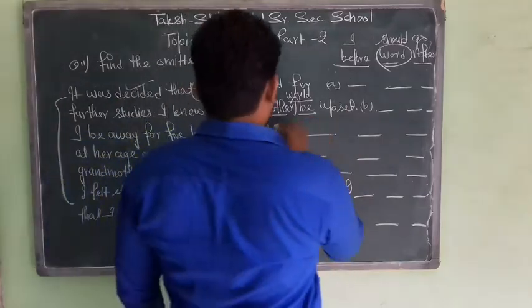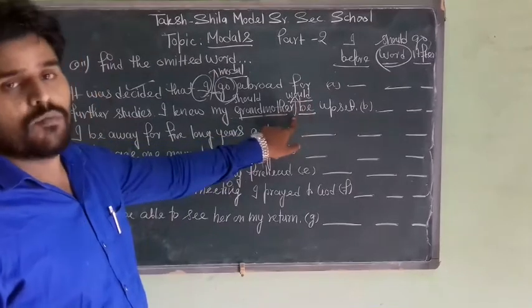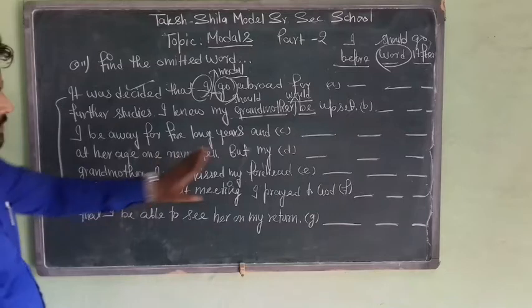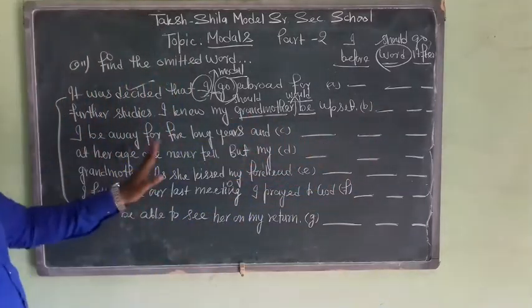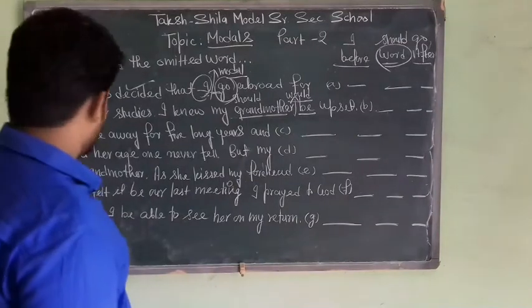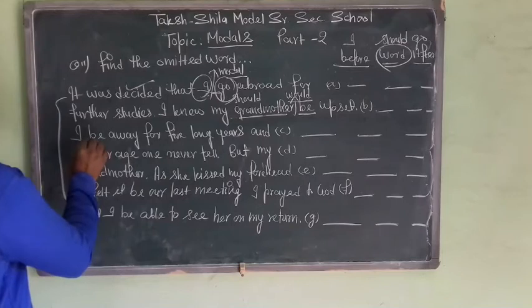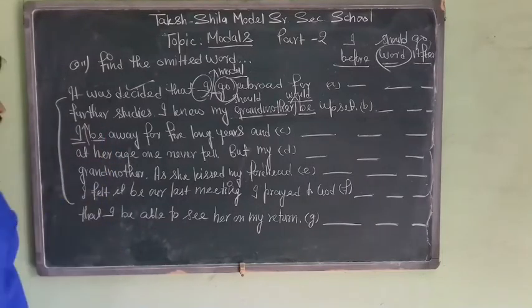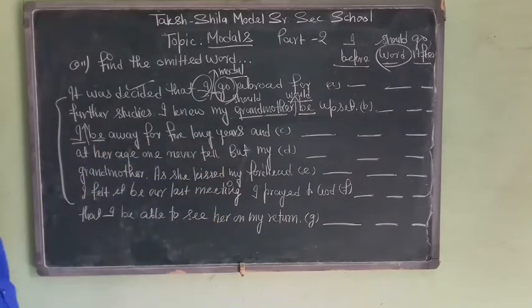So here the before word is grandmother, after word is be, and the actual modal that we are supposed to use is would. Now option number C: I be away for 5 long years, and at her age one never tell. In the first sentence we come to know that this is the subject, this is the verb, and there is the omission of a modal. So, I be away for 5 long years.